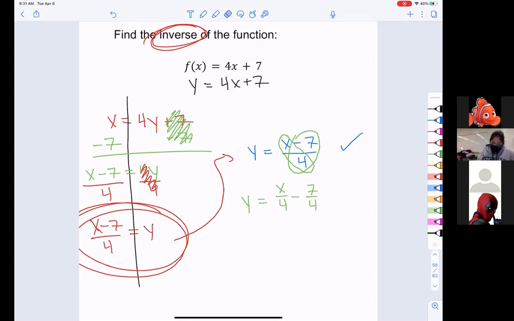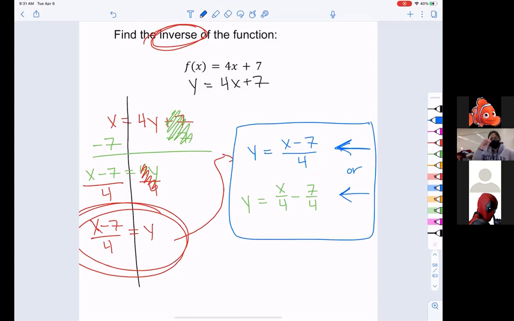So what I'm saying is this right here can be an answer, or this right here can be an answer. So you have to be able to make sure that you can separate the fraction, because you have two answers, all right? And they're both correct. They both mean the same thing. Sound good? Yes, Miss Fisher.